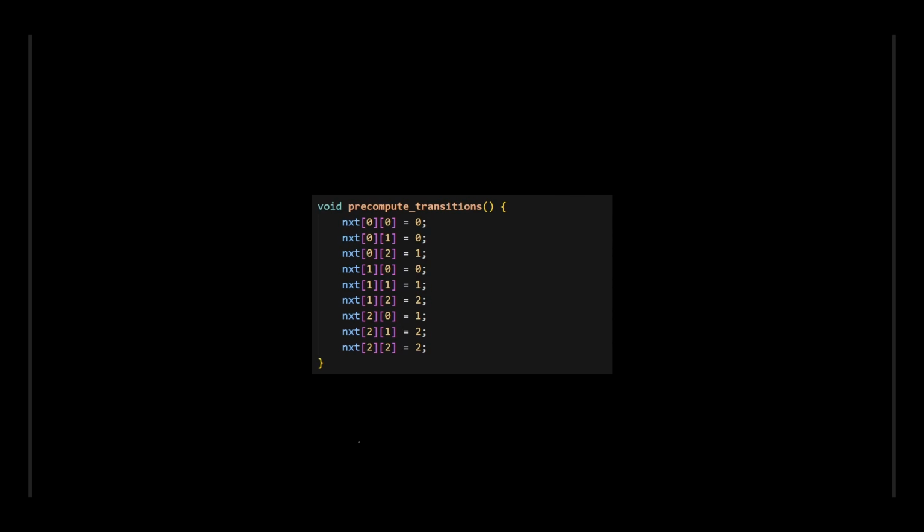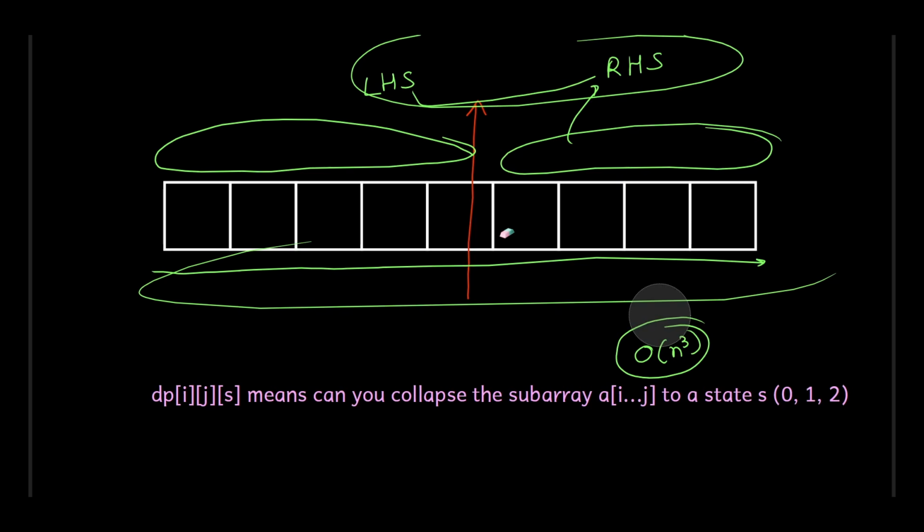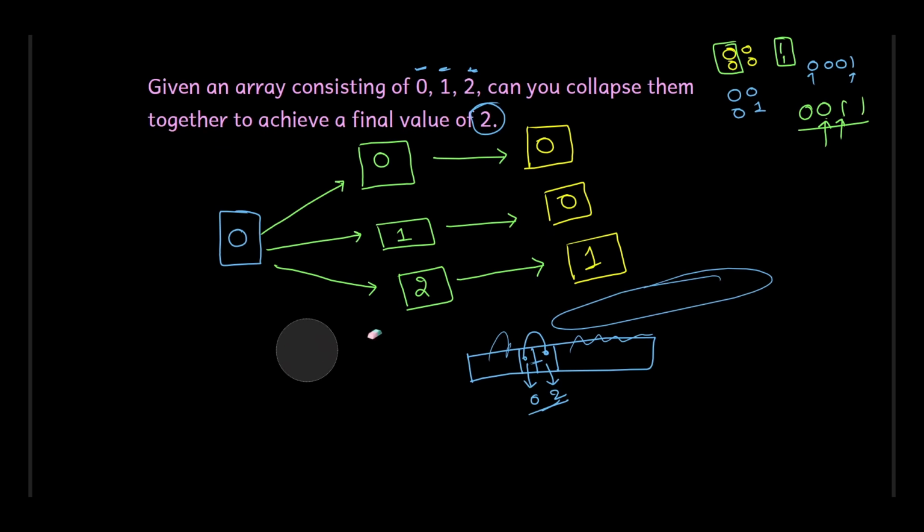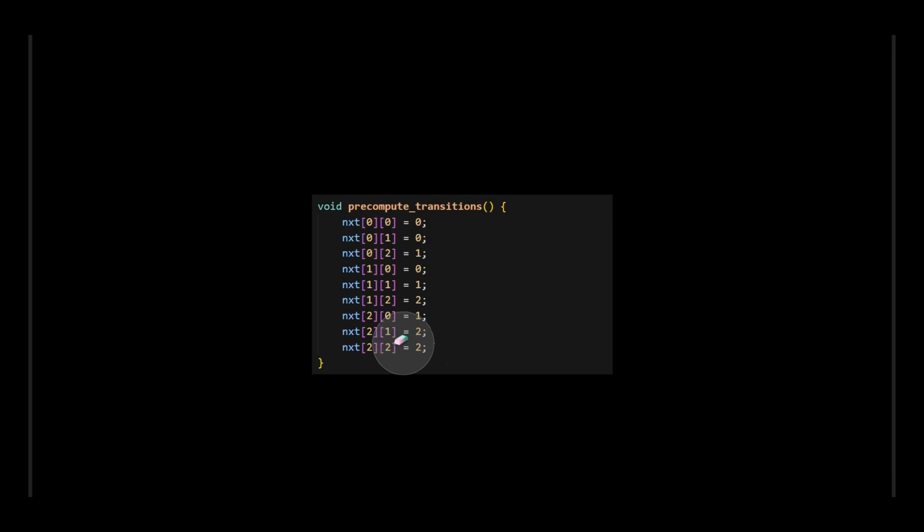So let's look at the implementation. Of course, first we need the transition matrix, so that we know when 0 merges with 0, what element it produces, 0 merges with 1, what element it produces, and so on. So this is just the 3 cross 3 transition matrix that we had discussed, and that I have just noted down, like when two elements merge, what happens. Then this is nothing but the same thing written down in a matrix format.